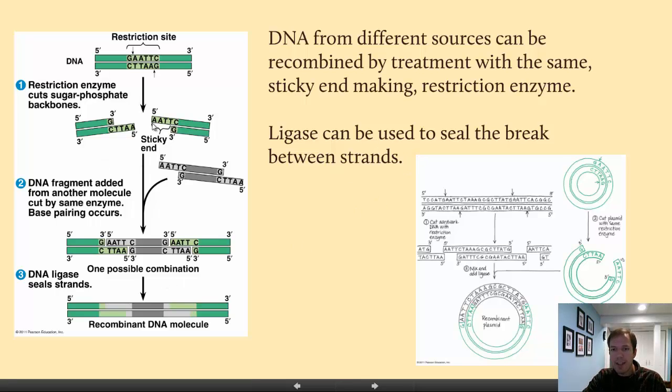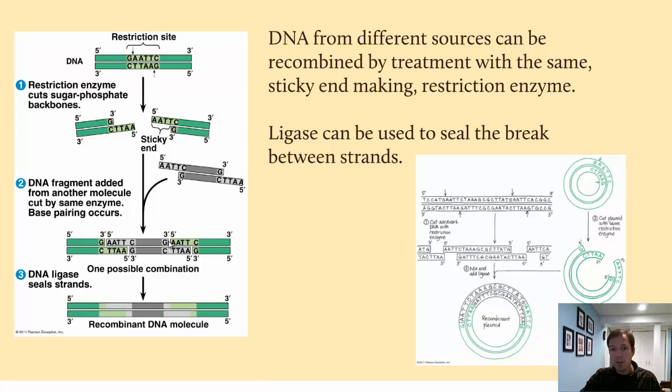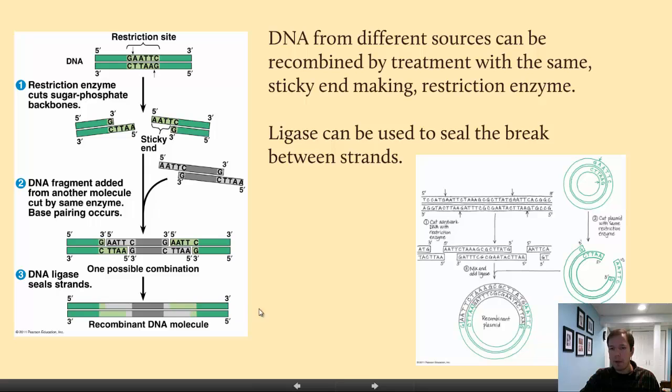After this part is cut, whether it's adding in a new fragment or just connecting the pieces back together again, we need another enzyme, ligase, to stitch together the sugar phosphate side chain that's holding the DNA structure together. And so that's how we can make recombinant DNA.